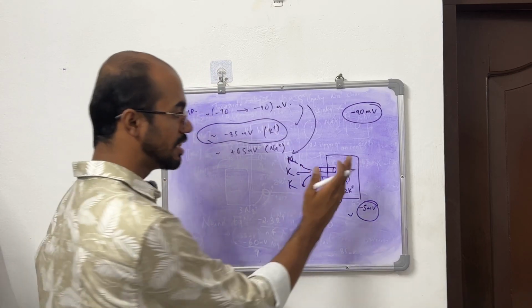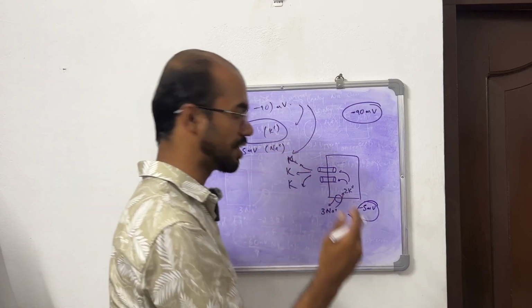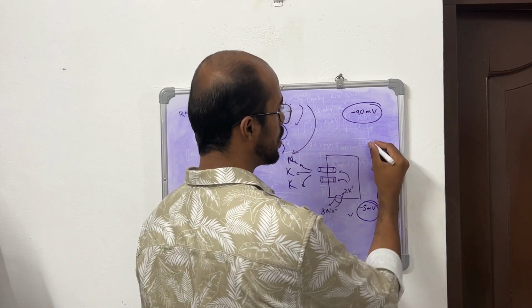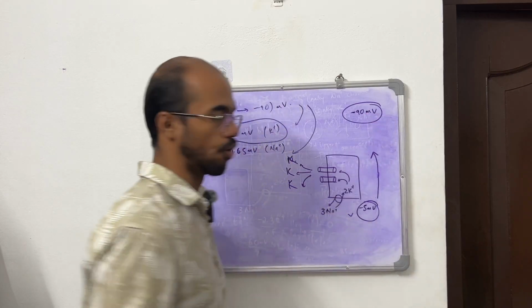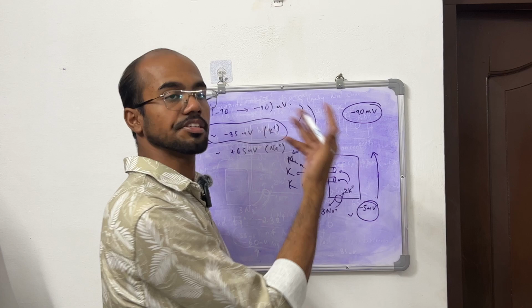And thus this efflux of potassium from inside the cell to outside the cell is the reason why this negative 5 climbs up to negative 90 millivolt. So this is the main contributor for the resting membrane potential.